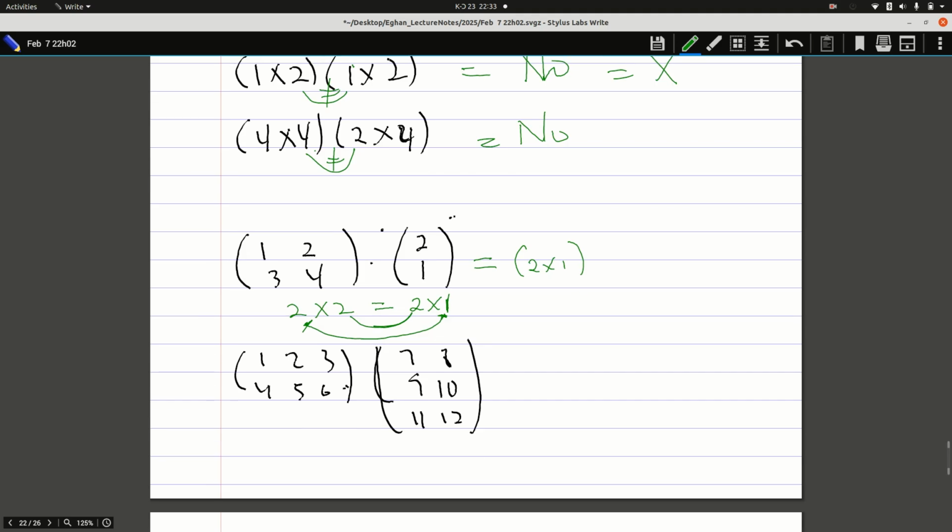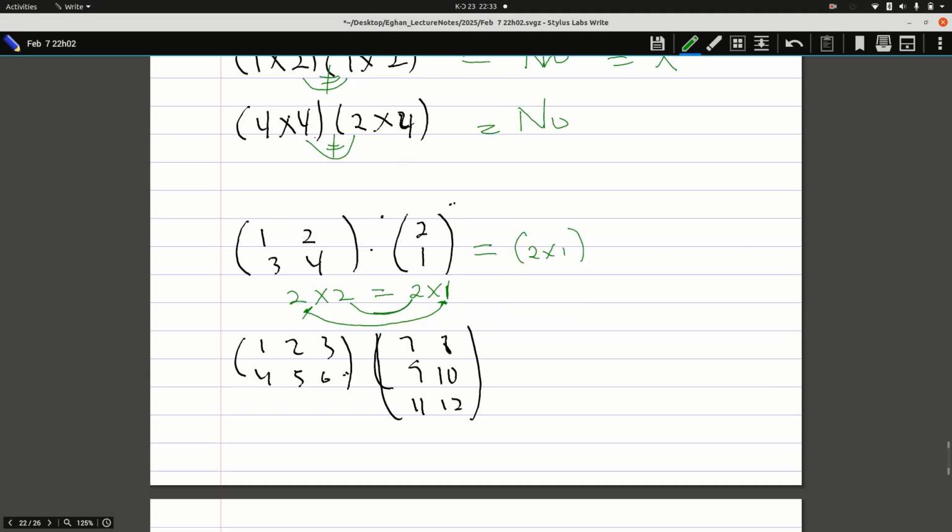Then the next question you want to ask yourself is how the multiplications are done. Unlike addition, where I take it term by term, matrix multiplication does not go by that rule. What matrix multiplication does is it takes one row and multiplies by this column. It takes the second row and multiplies by the same column. So this is what you're going to get.